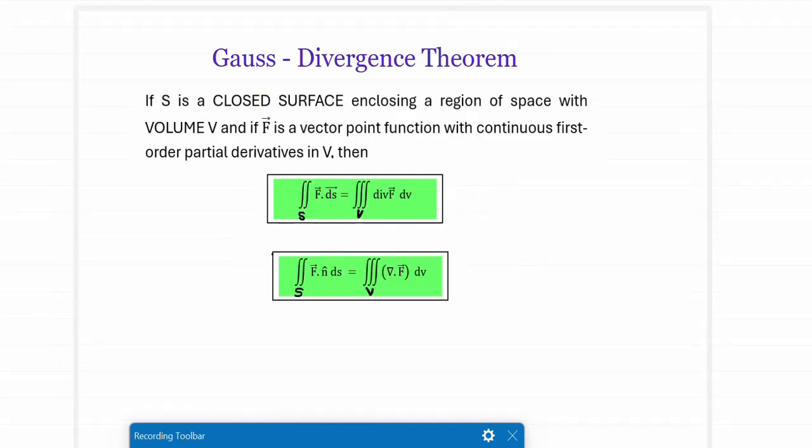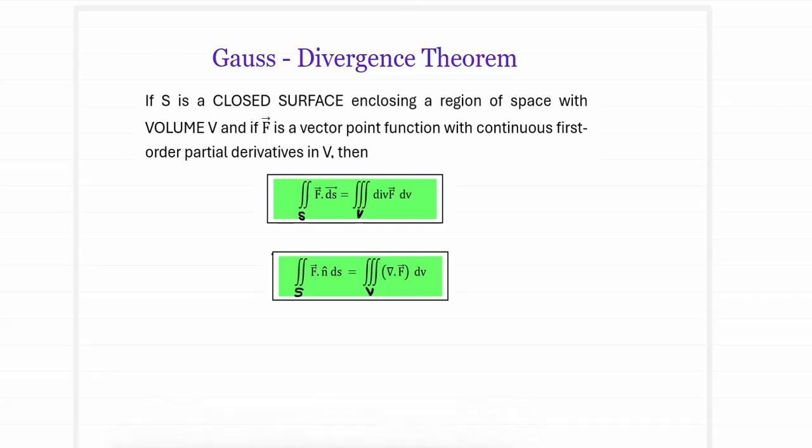Gauss Divergence Theorem states that if S is a closed surface which encloses a region of space with volume V, and if you have a vector F defined over S which has continuous first order partial derivatives in V, then by Gauss divergence theorem, the double integral over S of F vector dot dS vector equals the triple integral over V of divergence of F into dV. So this is going to be the base theorem.